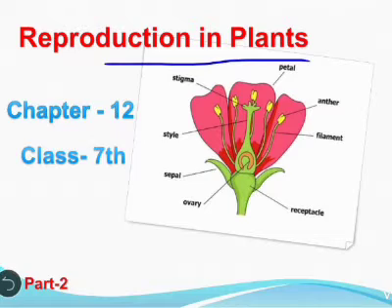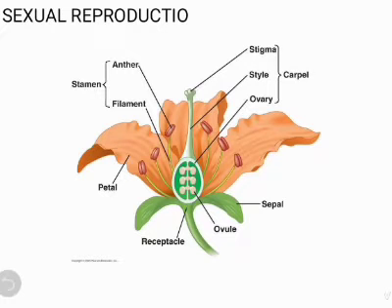As we already discussed in our first video of this chapter about reproduction and the asexual mode of reproduction in plants, in this video we will start with sexual reproduction in plants. As we know, in sexual reproduction, new plants are produced from seeds. Let's discuss in detail the sexual reproduction in plants.